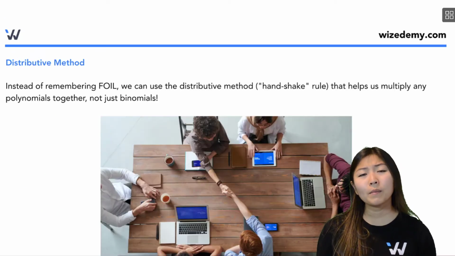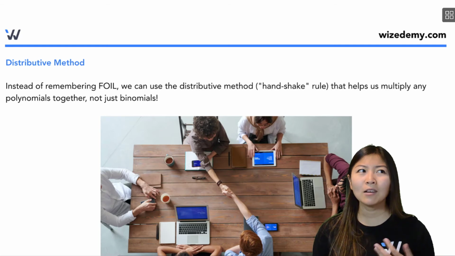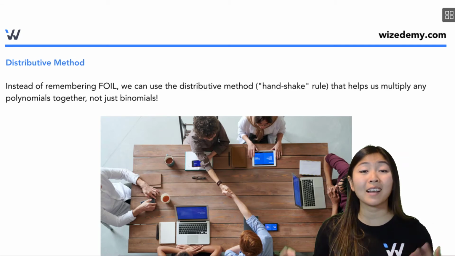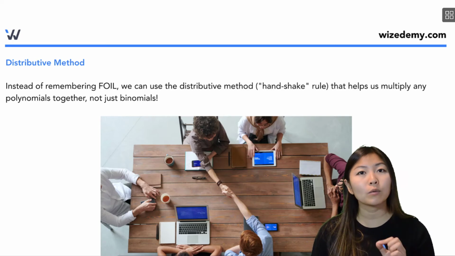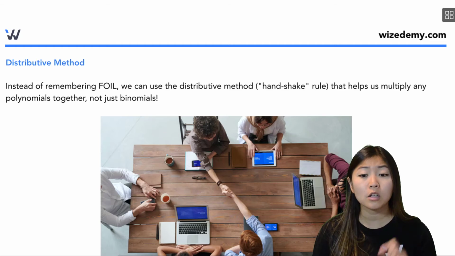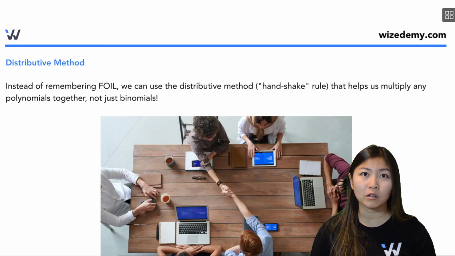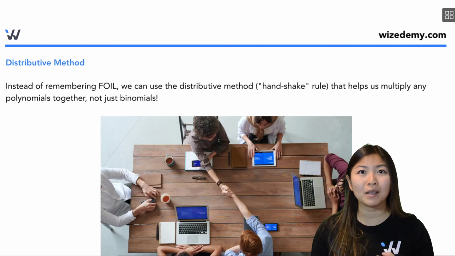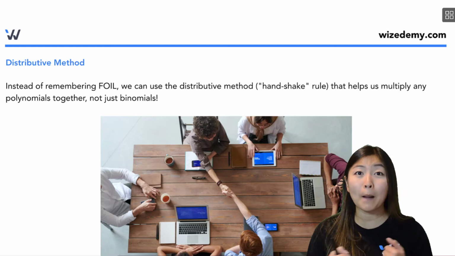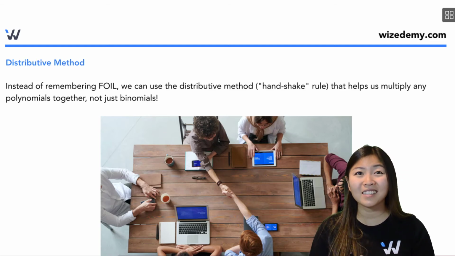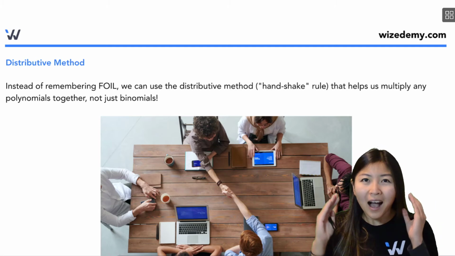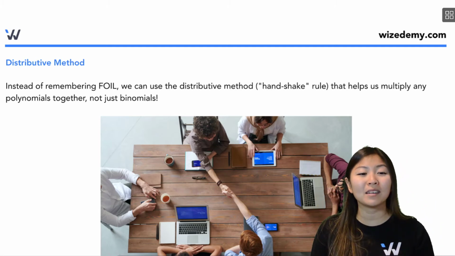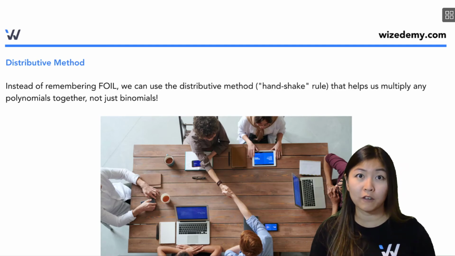All right, the FOIL method works, but I don't like to remember FOIL. What if I forget on a test and I get nervous? Well, it turns out that that distributive method, the handshake rule that we already used for multiplying monomials, works for multiplying binomials. And it's actually very powerful because not only does it work for multiplying binomials, later on you're going to see that it actually works for multiplying any polynomials together. So I highly, highly, highly recommend you knowing how to use this distributive method.